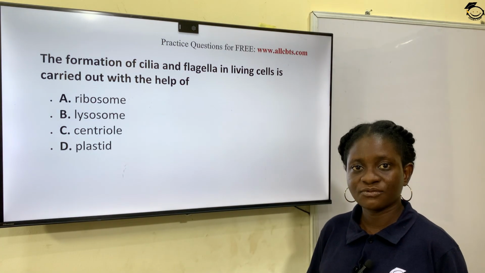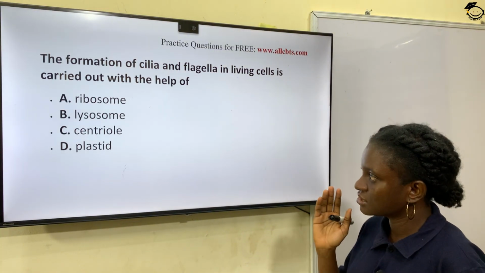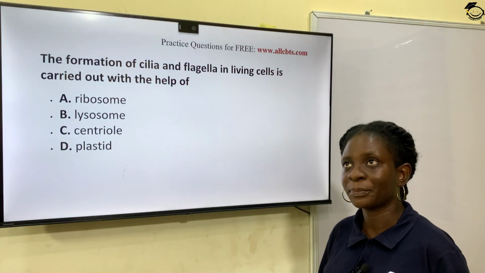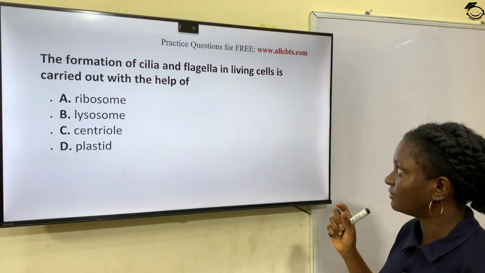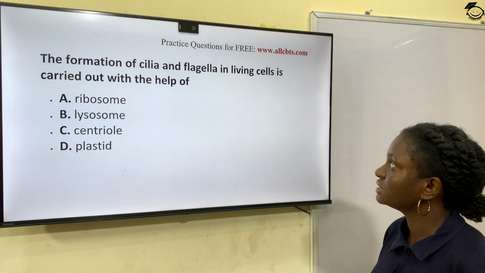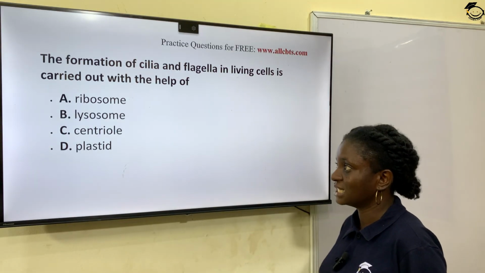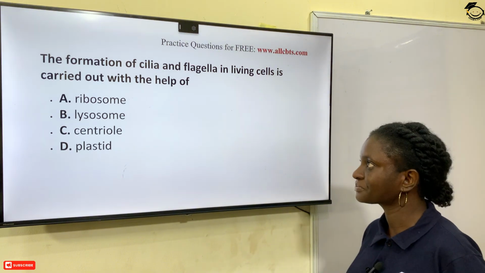Plastid is involved in photosynthesis. So the correct answer is centriole. It provides a structural framework for cilia and flagella, and is mainly involved in the formation of both cilia and flagella. That makes option C the correct answer, centriole.